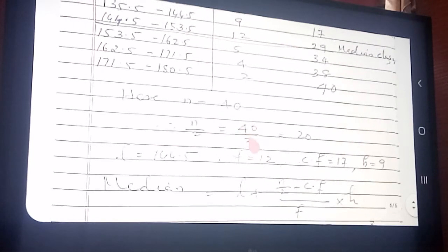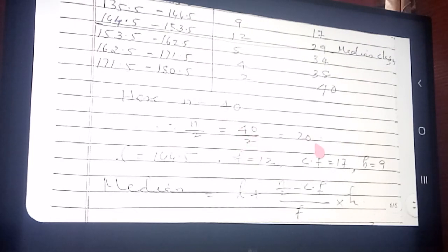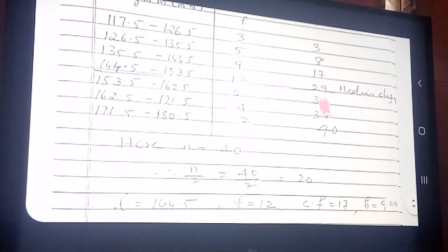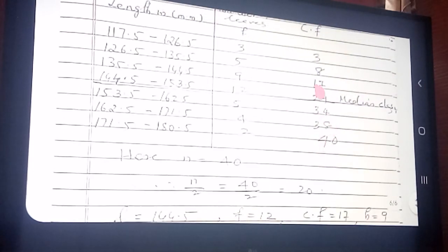So see the previous table. N by 2, how much is coming? 40 by 2, what is coming? 20. So in the cumulative frequency, see where 20 comes. Up to here 17 coming. Then after that 18, 19, 20, up to 29 coming in this column only. See, so this is the median class. Okay, so median class got now. That is a very important point. If the median class is wrong, then the full answer is wrong. So the median class is found.